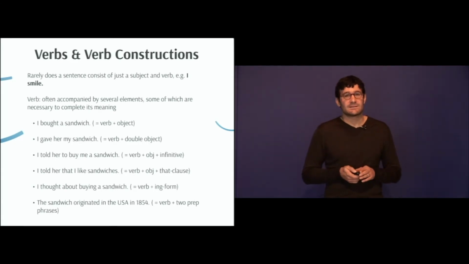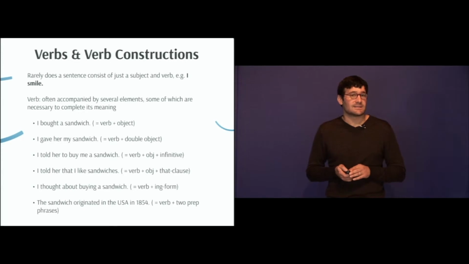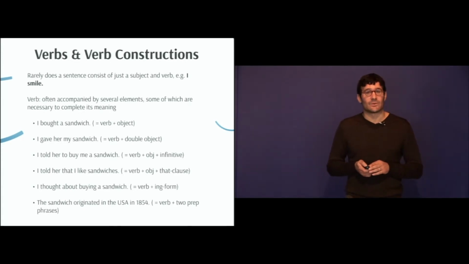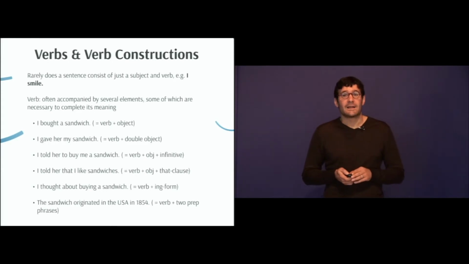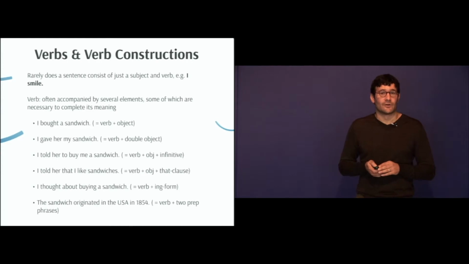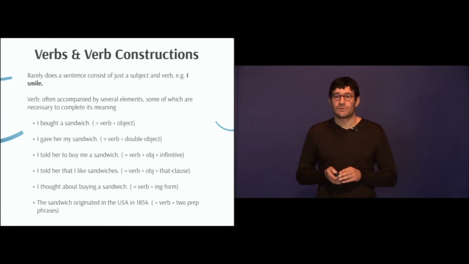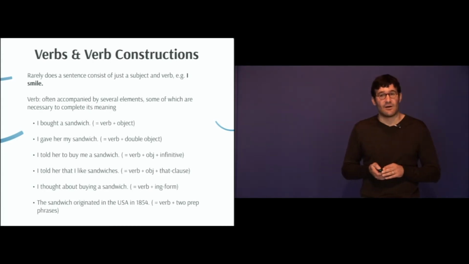The first sentence, I bought a sandwich. Verb, bought, plus object, sandwich. Second sentence, I gave her my sandwich. You have a verb plus a double object. Next sentence, I told her to buy me a sandwich. We have a verb plus an object plus an infinitive. I told her that I like sandwiches. Verb plus object plus that clause.